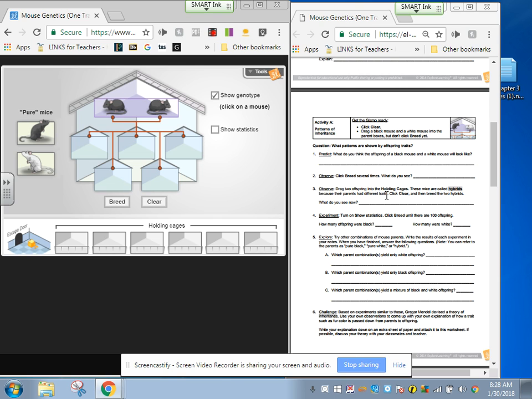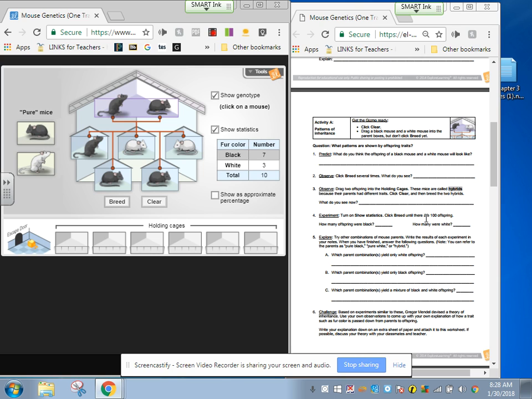So I did that and it says breed the hybrid. So I'm going to click breed. Okay, what do I see? I see that now there's a mixture of black mice, but there's also some white mice appearing now. So number 4 says to click show statistics, click breed until there are 100 offspring. So far I've only bred them twice and I've got a total of 10. So I've got to click breed till I get up to 100.